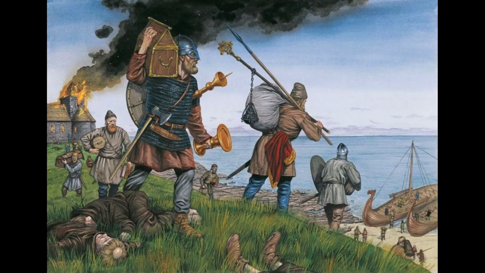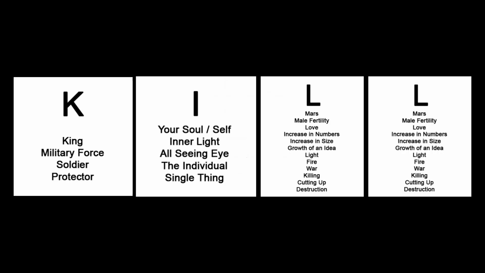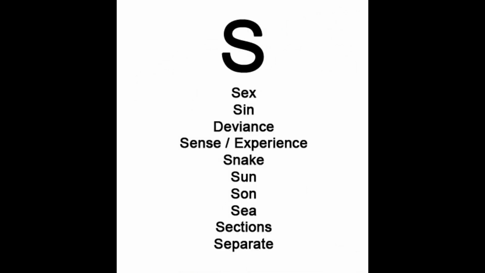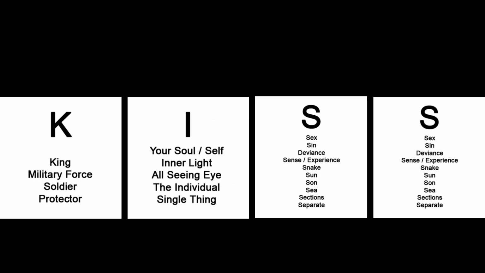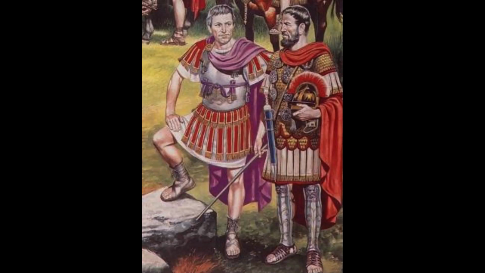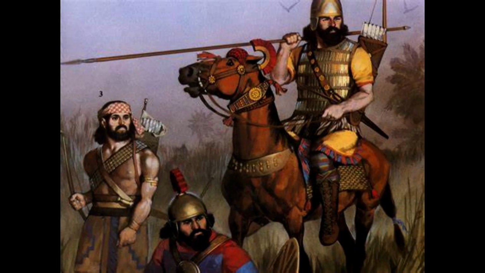When the king's soldiers would enter a village, they could go in with the intentions of Mars, or the god of war, represented by the letter L, and kill people. They could go in with the intentions of Saturn, or the deviant snake of sexuality, represented by the letter S, and kiss people, which is a very nice way to say rape and steal the women. If the villagers were lucky, the king's soldiers would be kind, meaning the force of the king would cause N, in this case meaning no, and D, meaning decline or destruction. So the soldiers of the king would either kill you, kiss you, or be kind.